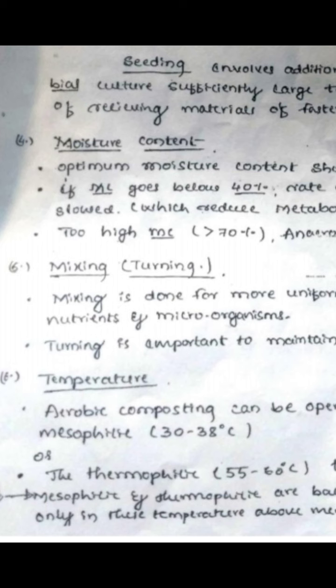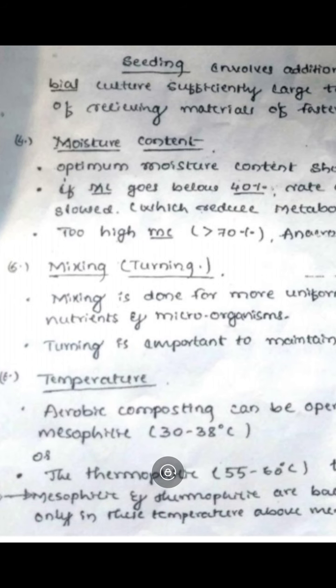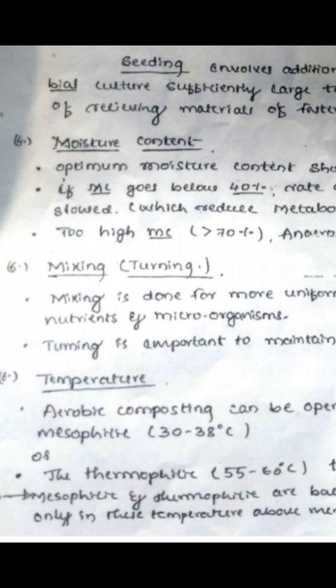In the case of temperature, it can be operated around 30 to 38 degrees Celsius in the mesophilic range. In the thermophilic range, 55 to 60 degrees can be operated. At this temperature, thermophilic bacteria are able to survive, around 55 to 60 degrees Celsius.